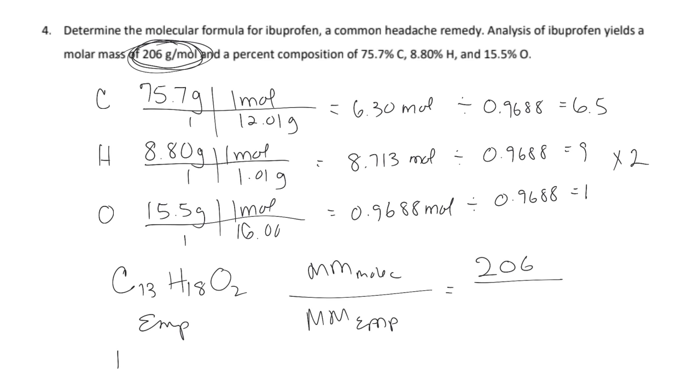I calculate the molar mass of my empirical, and I get 206.28. So just like the previous problem, my factor is 1, so which means my molecular is my empirical. So my molecular formula is C13H18O2.